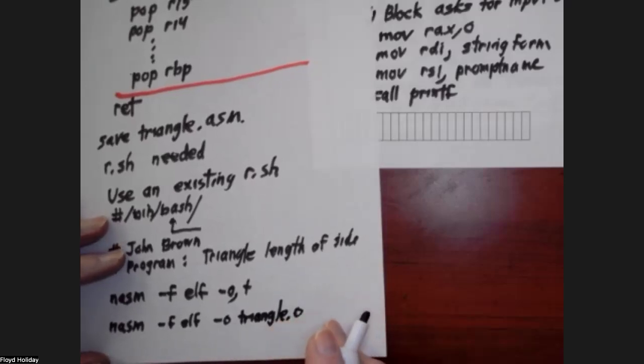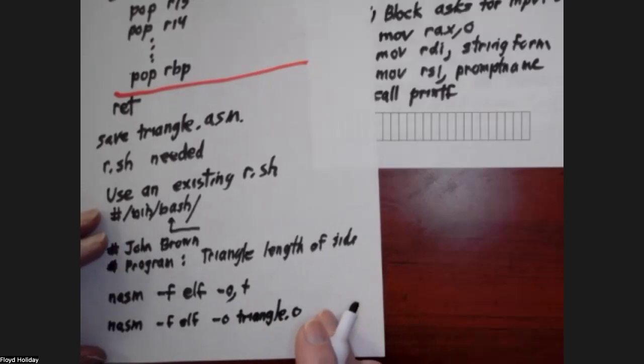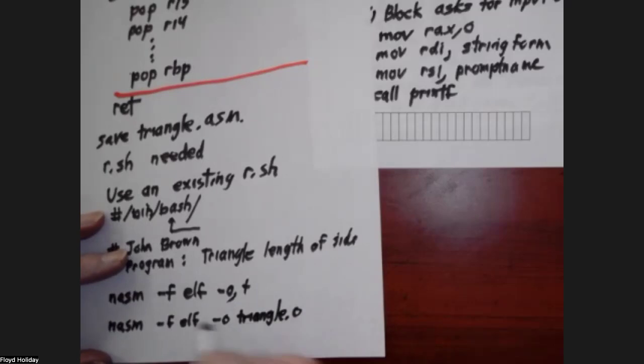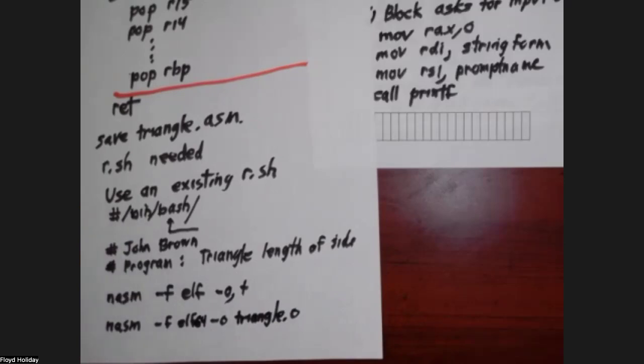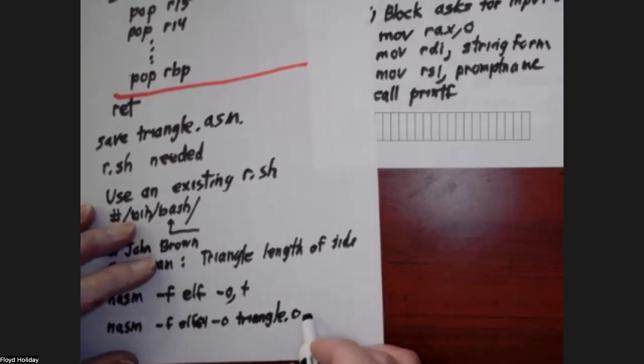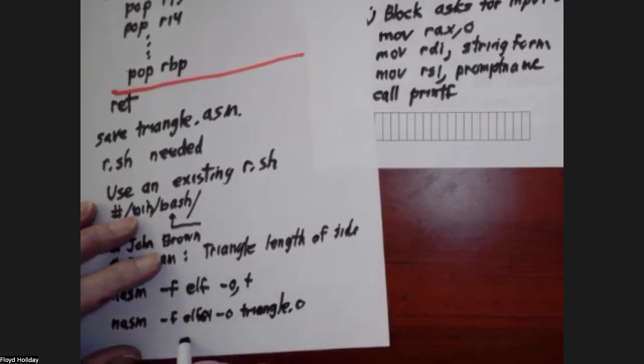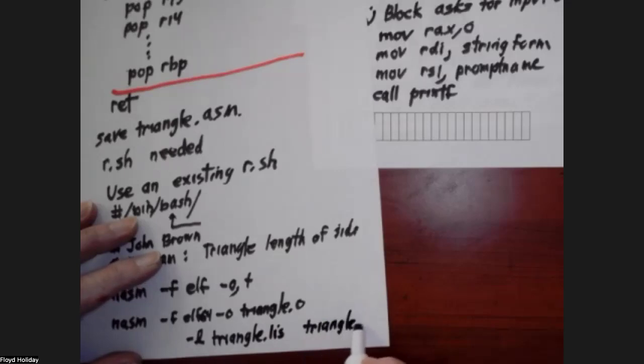On the same line, is there anything else? Just put 64. 64 bit. Oh, that's one. Thank you. Yeah, there's a 64 there. Very nice. You remember that. There's another one that we don't use until late in the semester. It's hyphen L, triangle.lis and then triangle.asm.